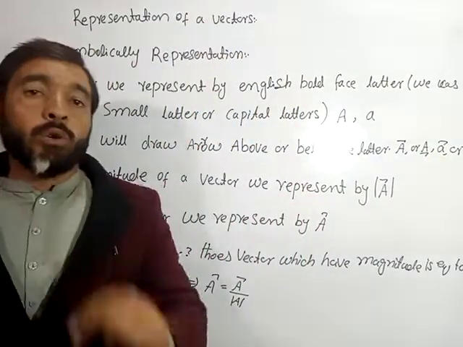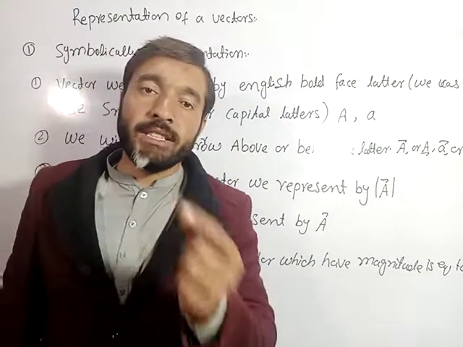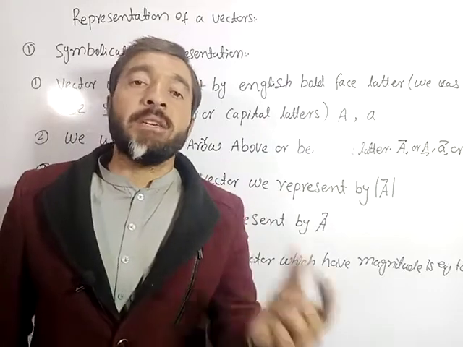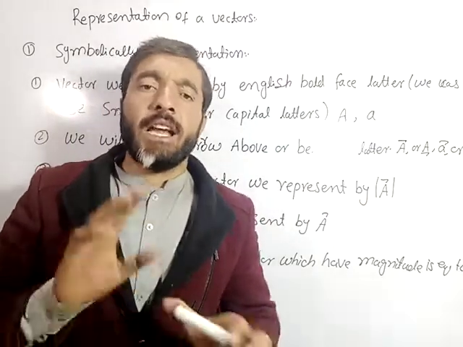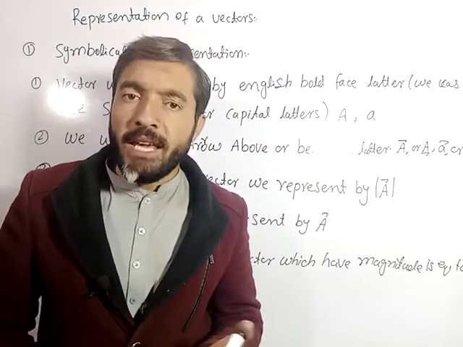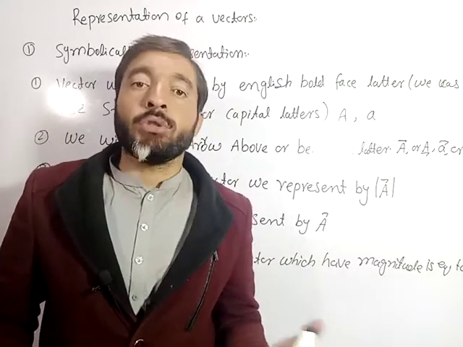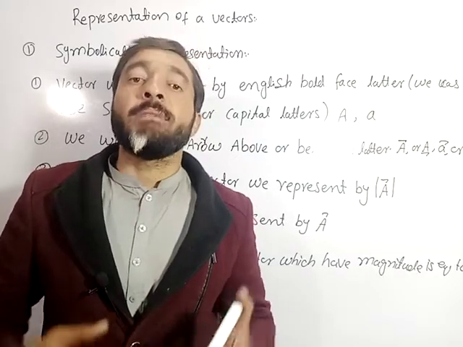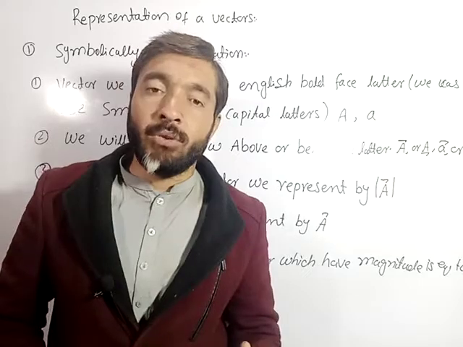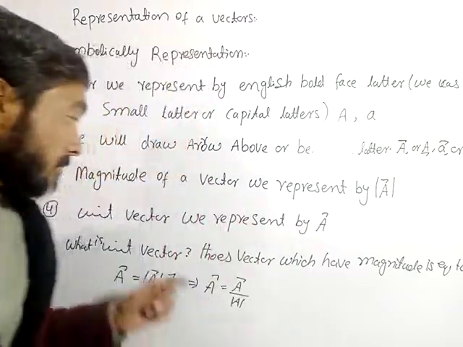Dear student, rule number 3, we will represent the magnitude of a vector by modulus of A, modulus of B, modulus of C, modulus of D. We can use any alphabet from A to Z. We can also represent by X. So the magnitude of X is modulus X. The magnitude of Y is modulus Y. The magnitude of Z is modulus Z, etc.